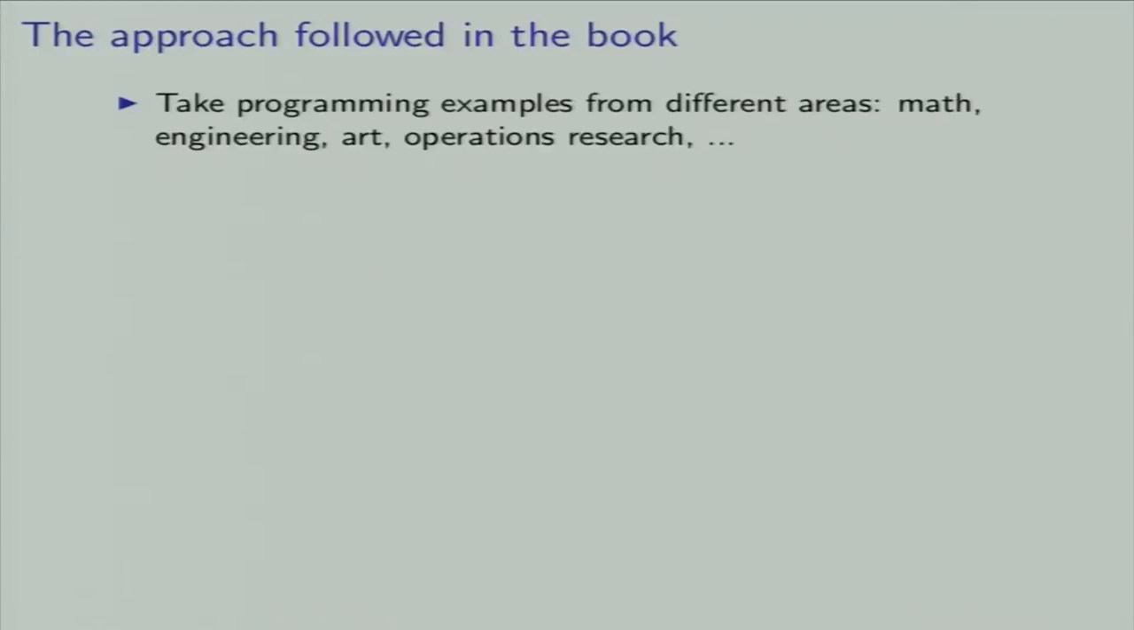All right, so this is roughly the approach followed in the book. So I do discuss programming examples from different areas: math, engineering, art, operations research. I don't teach anything new. I have tried not to teach anything new, but look, these are students who have done 10 plus 2 in science. So they know a lot of math already, they know a lot of physics already. And interestingly, throughout their 10 plus 2, they do not really get a chance to exercise their math knowledge. They learn a lot of math. What do they do with it? Essentially nothing. This is the place where they can put to use whatever they have learned.